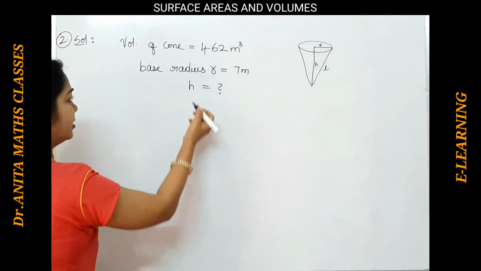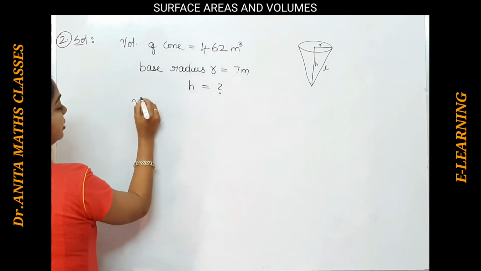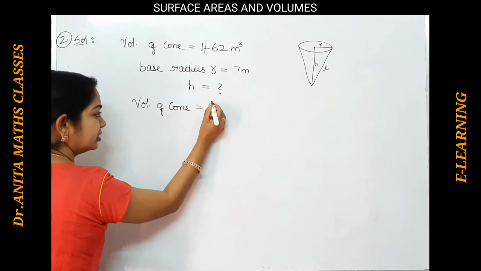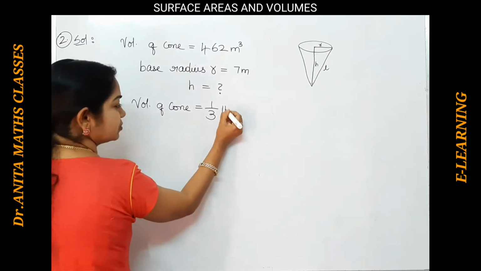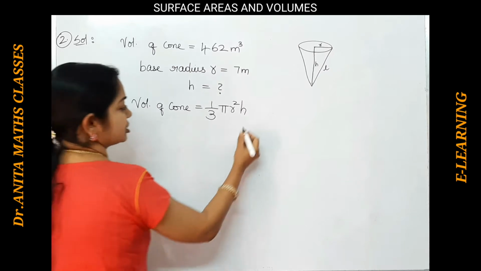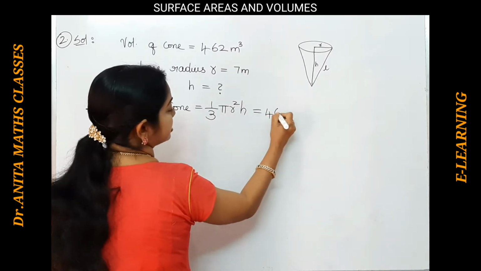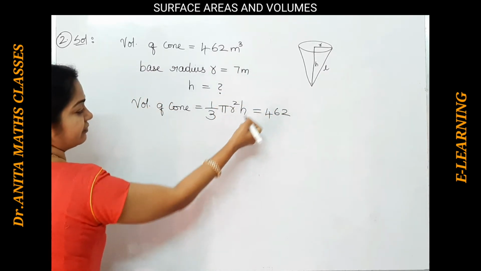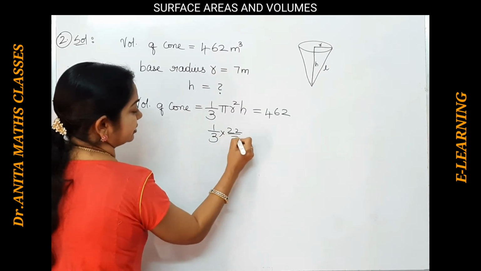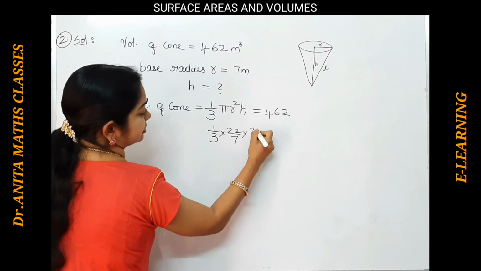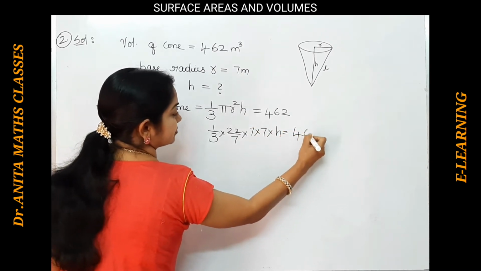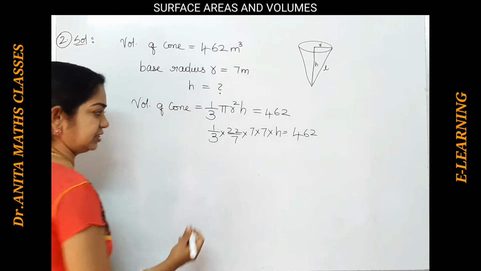Now, what is the volume of a cone? The volume of a cone is 1/3 the volume of the cylinder. The cylinder is pi r square h, so the volume of the cone is 1/3 pi r square h. This is given as 462. Now we'll substitute r and find h. 1/3 into 22 by 7 into r square, 7 into 7, into h is equal to 462. So we need to find h here.